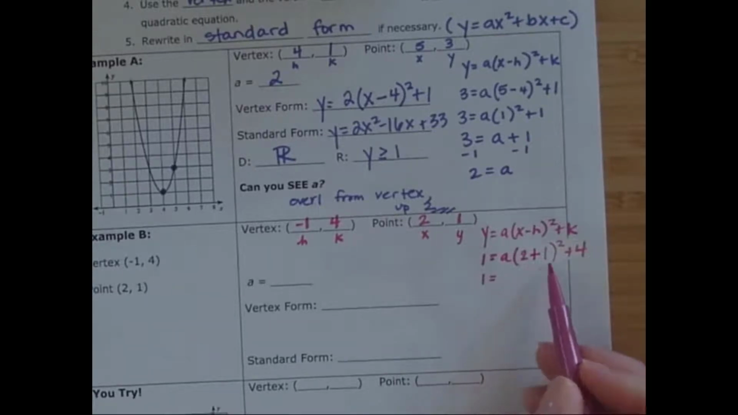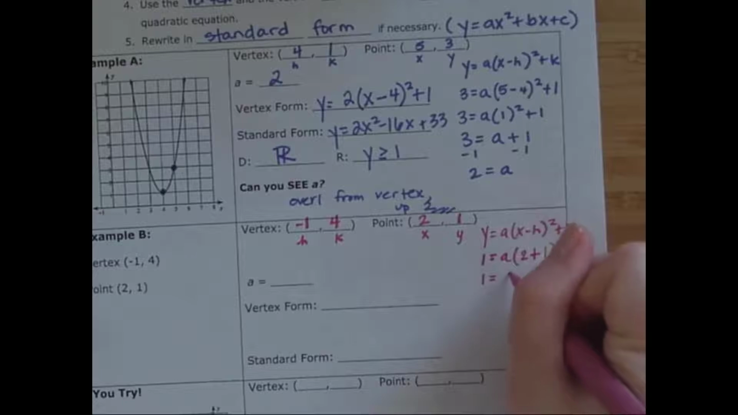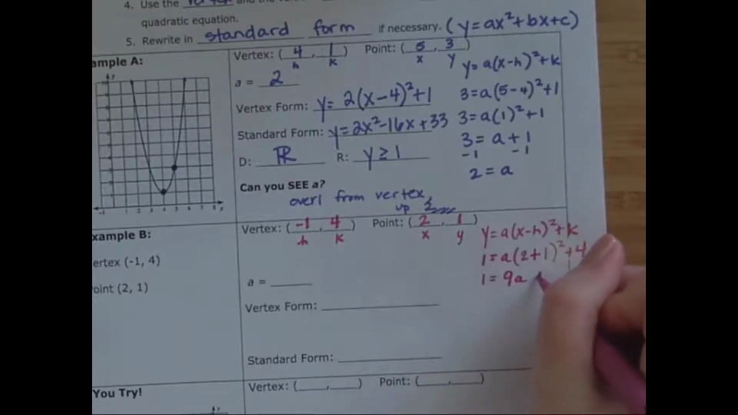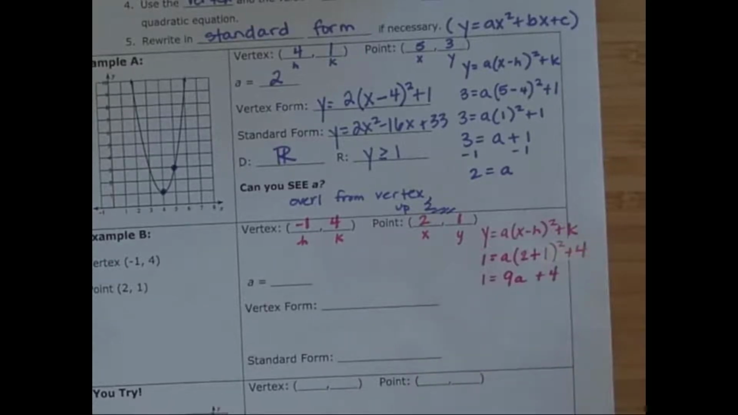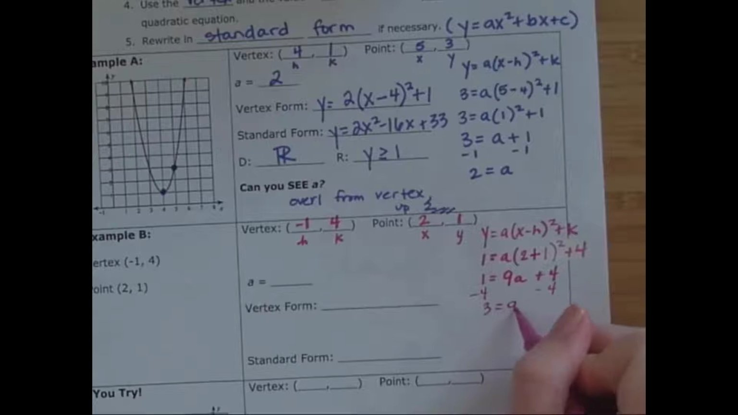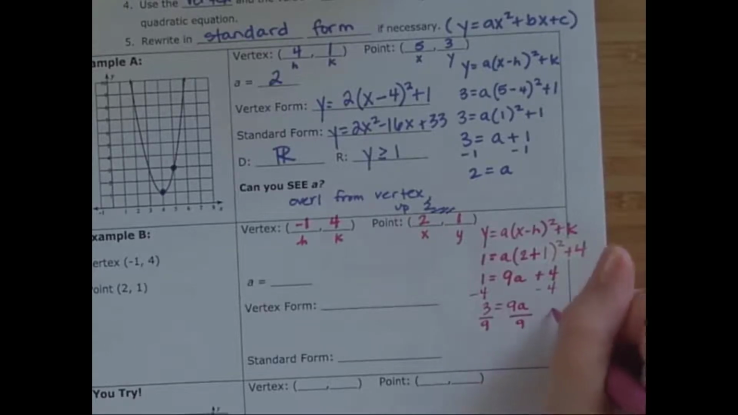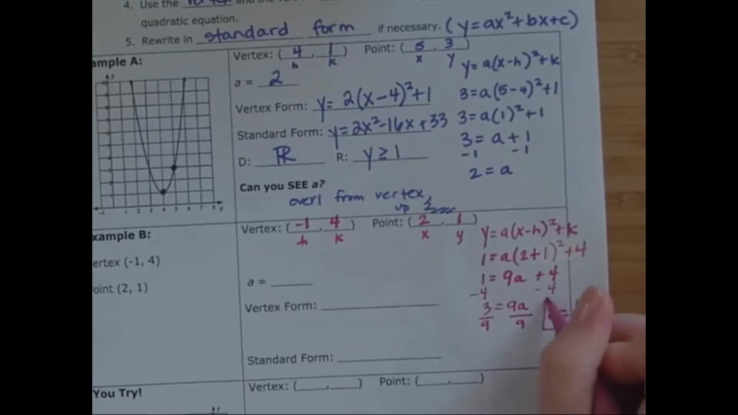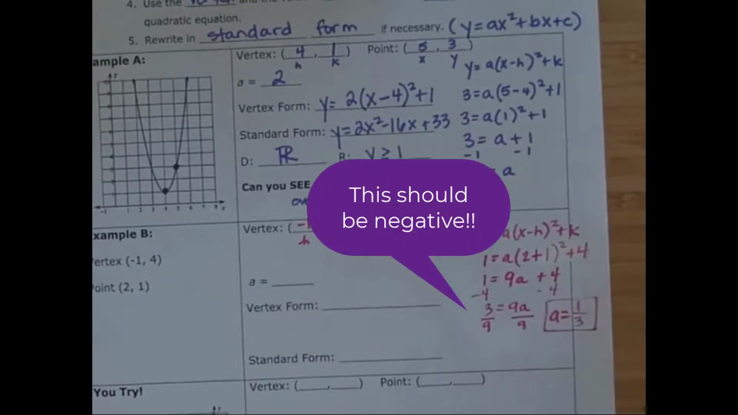2 plus 1 is 3. 3 squared would be 9. So 9a plus 4. Okay, minus 4 from both sides. We get 3 equals 9a. Divide by 9. a equals 1/3 because 3/9 simplifies to 1/3.